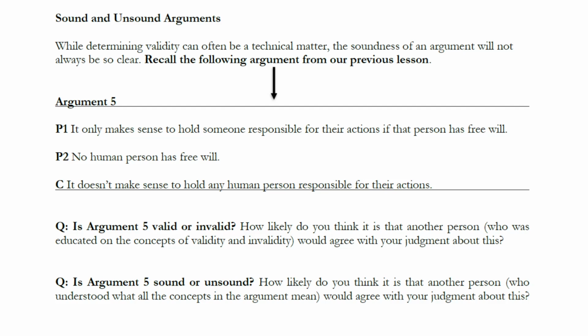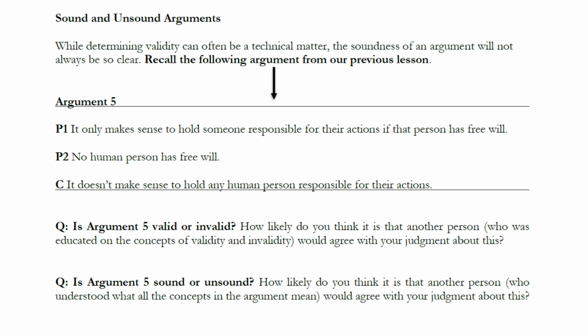There are some special cases where the validity of an argument is not so clear, but by and large, determining validity is a technical skill that involves understanding how premises lead to a conclusion and how inference works. Because of this, there's usually going to be a reasonable expectation that people will agree about whether an argument is valid or invalid. However, the same cannot be said of soundness, and this argument provides a clear example of this point. Let's take each premise separately.